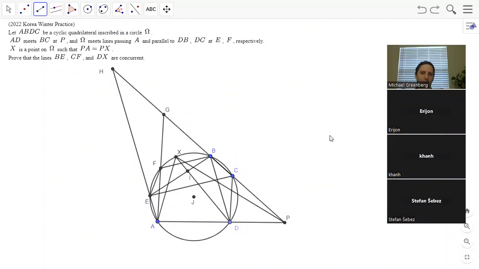So another way to phrase it is DX passes through. Let's think about this. So yeah, I like it this way better. So yeah, we draw these two diagonals, and we want to show DX passes through that point.